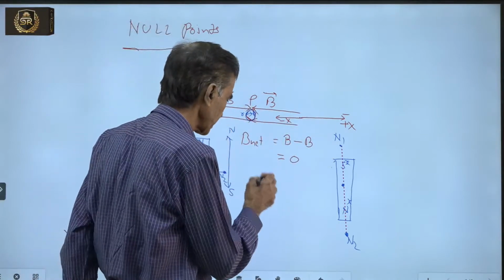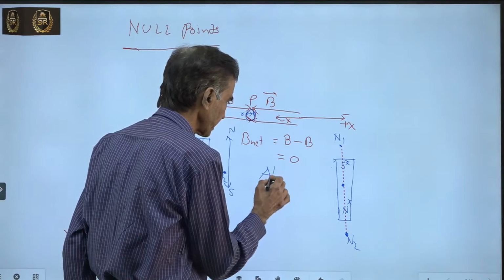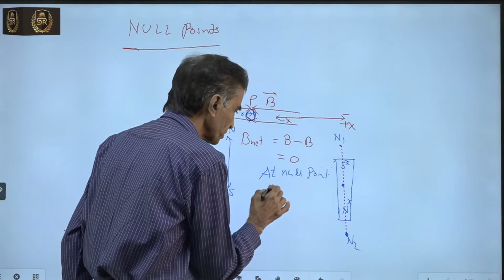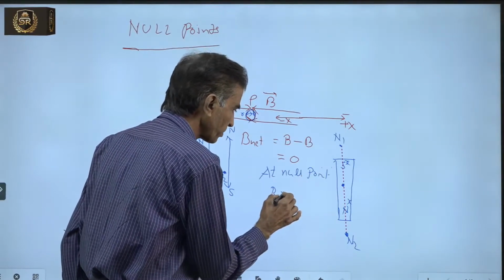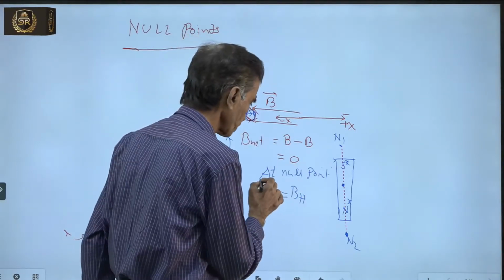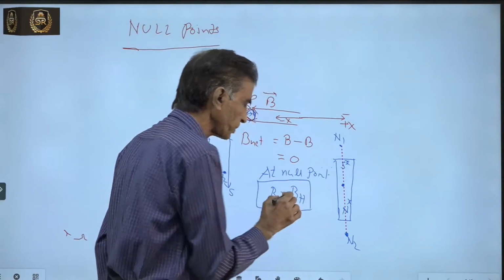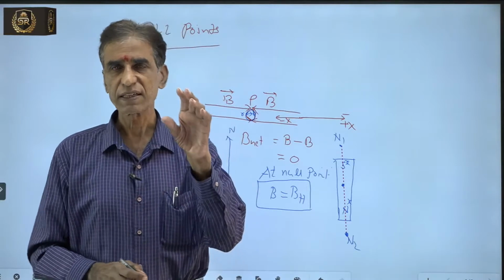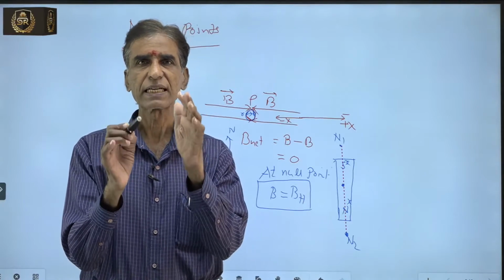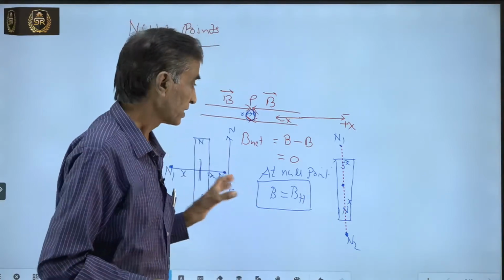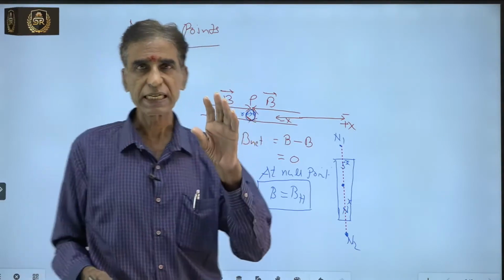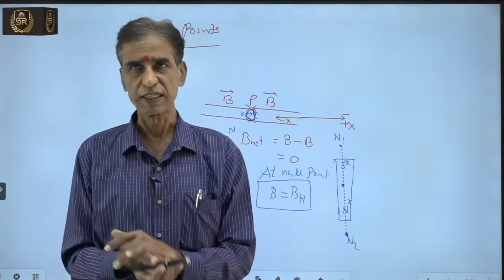So, at the null point we can write that the magnetic field of the bar magnet will be equal to the horizontal component of Earth's magnetic field. That point you have to keep in mind here: B equal to BH. The magnetic field of the bar magnet will be equal to the horizontal component of the Earth's magnetic field. Okay. So, those are the three important points that you have to keep in mind related to a bar magnet kept in Earth's magnetic field.